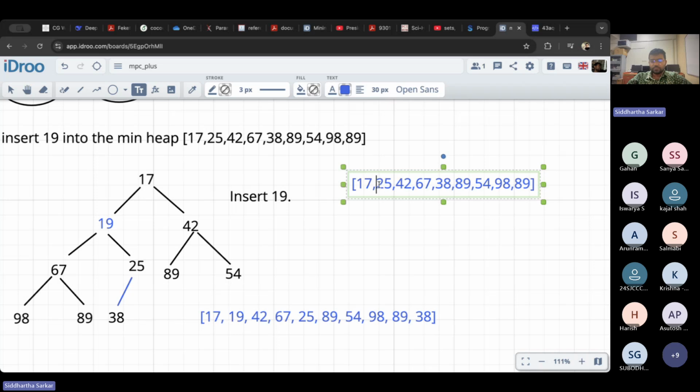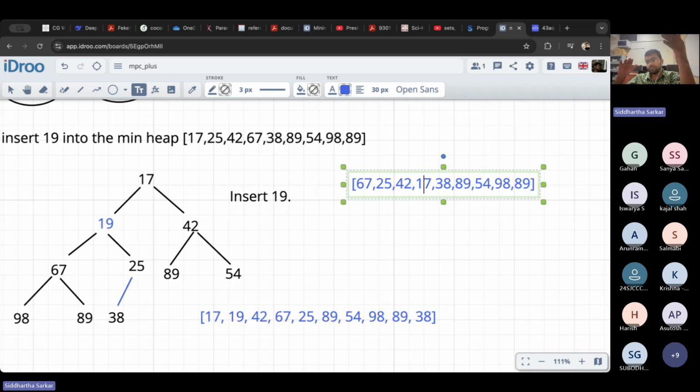So what do you want to do? 17 to be in the 67 position and 67 to be in the 17 position. This is 67, this is 17. In this case, how would the diagram be? Okay, so it is neither a min heap nor a max heap.